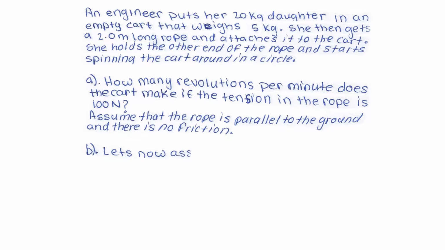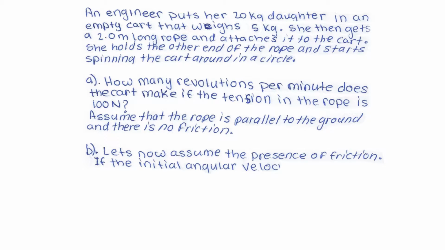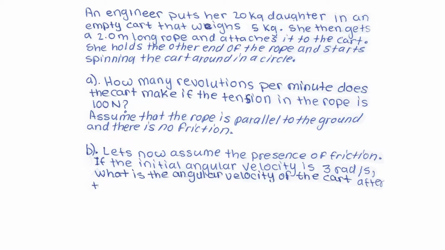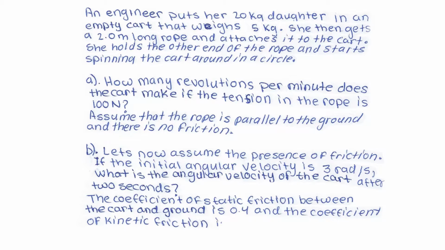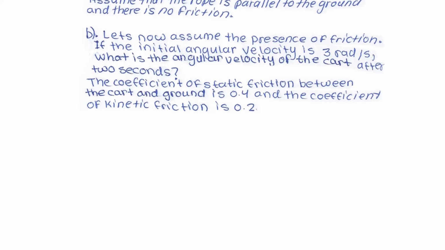B. Now let's assume the presence of friction if the initial angular velocity is 3 radians per second. What is the angular velocity of the cart after 2 seconds? The coefficient of static friction between the cart and the ground is 0.4, and the coefficient of kinetic friction is 0.2. Alright, so how do we even start this problem?